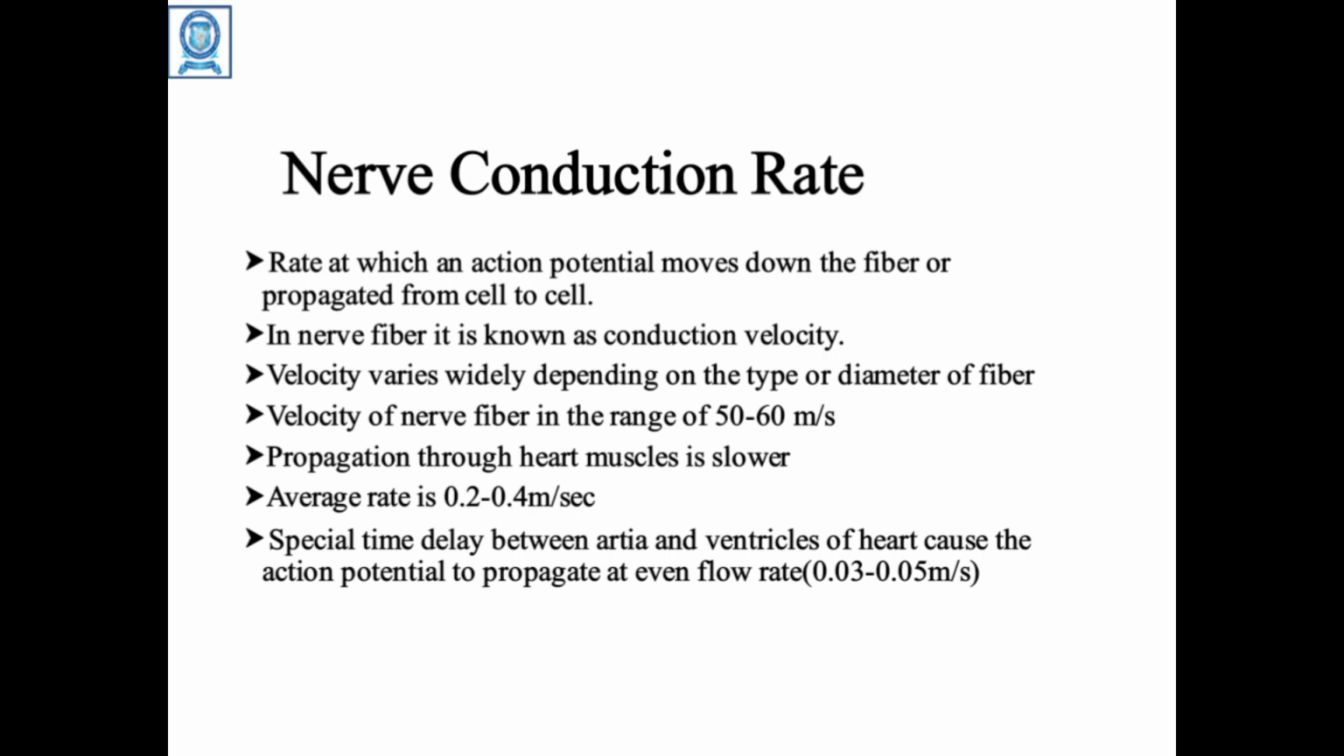Velocity varies widely depending on the type and diameter of the fiber. Velocity of nerve fiber is in the range of 50 to 60 meters per second. Propagation through the heart muscles is slower, with an average rate of 0.2 to 0.4 meters per second. A special time delay between the atria and the ventricles of the heart causes the action potentials to propagate at an even slower rate.